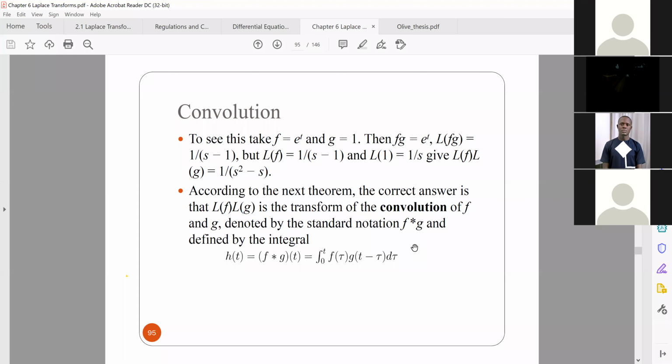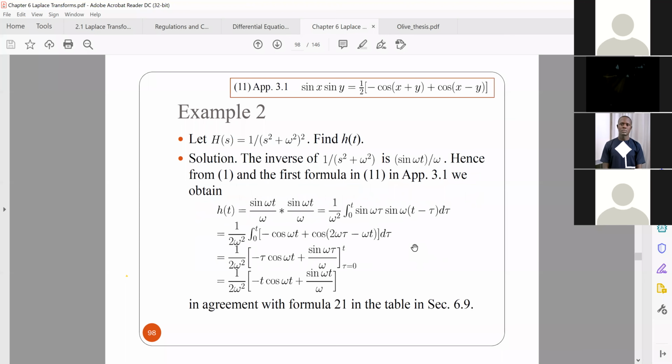All right, thank you. So all we are doing here is just replacing that. If this was our F, we replace t by tau. And if this was our G, t is now t minus tau, and we integrate with respect to tau, with limits 0 to t. Once you do that integration, you should end up with this answer.